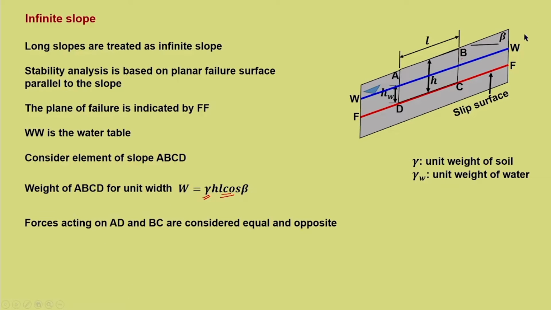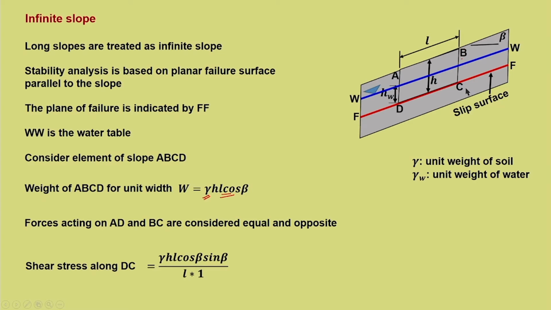So, forces acting on AD and BC are considered equal and opposite. So, they cancel off and do not come into the analysis. Shear stress along DC. Now, let us resolve the forces on this failure surface.